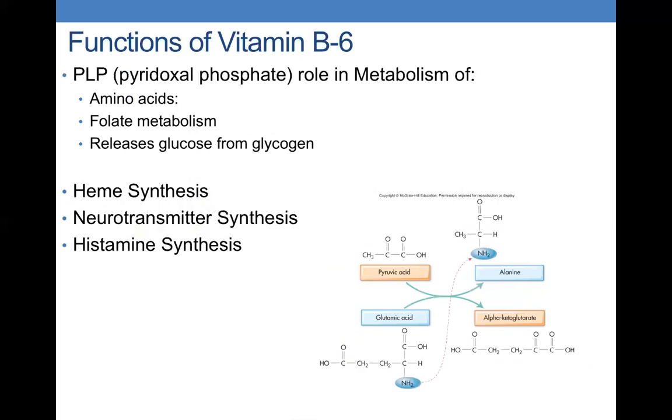Functions. So it is part of the enzyme PLP, or pyridoxal phosphate, and this plays a role in the metabolism of amino acids, folate, and glucose. PLP also plays a role in heme synthesis, neurotransmitter synthesis, such as serotonin, dopamine, norepinephrine, and GABA, and histamine synthesis.